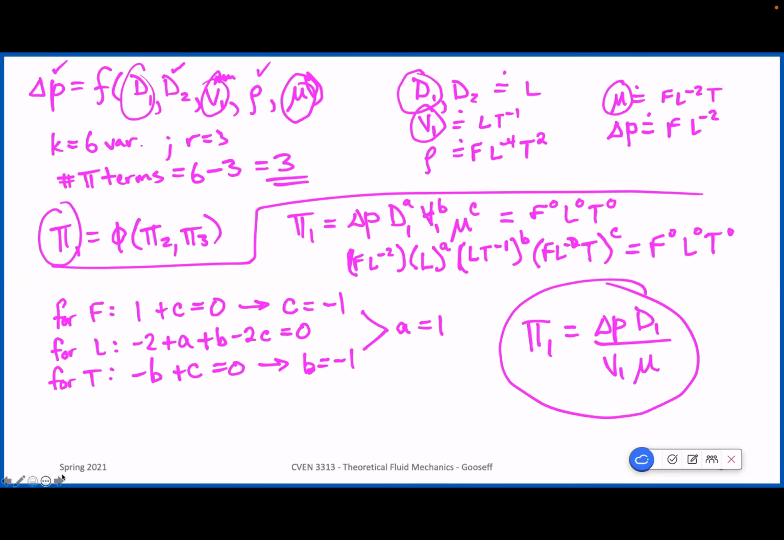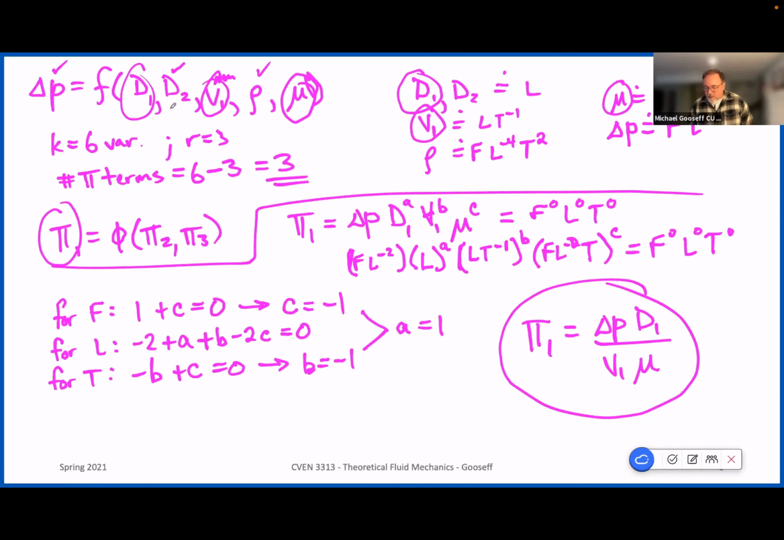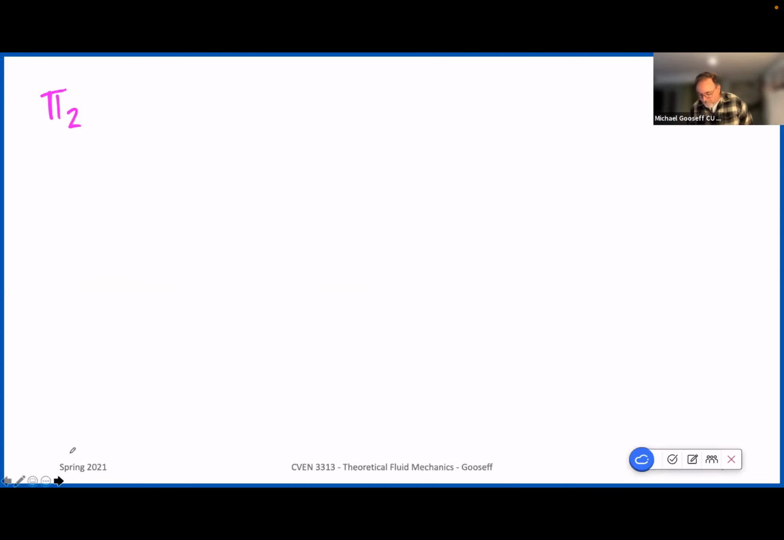Thanks. Sure, no problem. Okay, so now pi 2, let's use the second one of these, and it's just easiest to work in order. So the way I wrote these out, now let's put D2 as our non-repeating variable. So this is going to be equal to D2, and then we need to include the three repeating variables, and each one of these will have that A, B, C exponent. So now multiplied by D1 to the A power, V1 to the B power, and mu to the C power. And obviously our goal again is to get F to the 0, L to the 0, T to the 0.